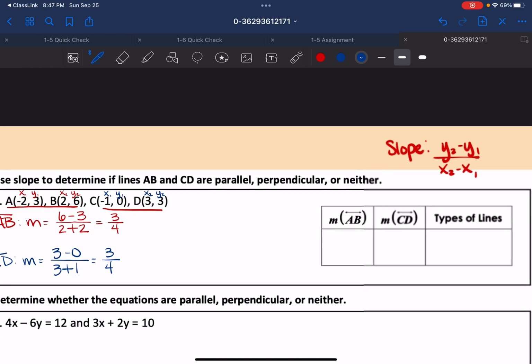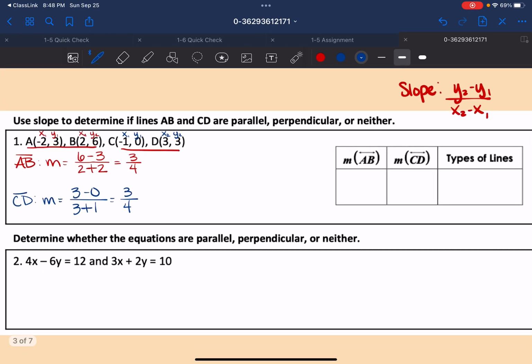Okay, so let's go over here to our chart. The slope of AB was 3/4. The slope of CD was 3/4. And we saw in the table above, if slopes are the same, then lines are parallel. So all you have to do is find the slopes and compare them. Are they the same? Are they opposite reciprocals?